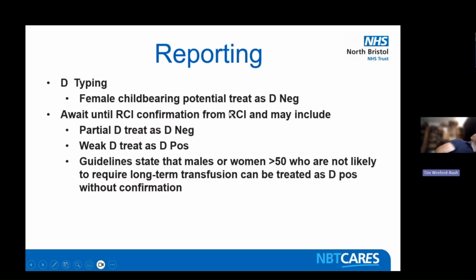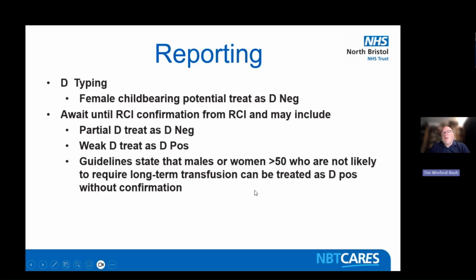D-typing. Female of childbearing potential, you need to treat as D negative. So you offer prophylactic anti-D and get D negative units, and then you can wait until RCI confirmation, and that might include they are partial D, treat as D negative, or they're weak D, treat as D positive. Once you've got that, you can then put that result in and treat them as such.